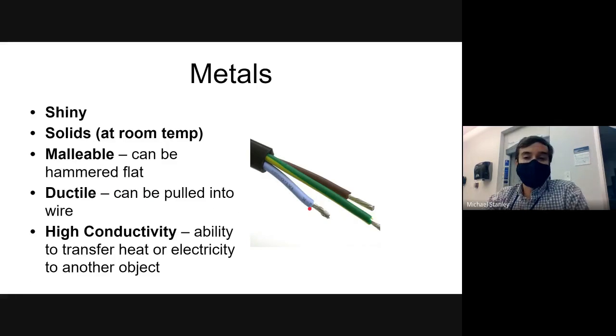The other reason why we use metal in our house for electricity, and why you also use it to cook things on the stove, is because metal is an extremely conductive material, meaning that electricity and heat flow across metal really, really easily and quickly.